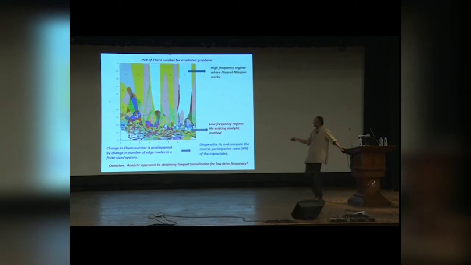But in the low frequency regime, it's a zoo. Okay, and there is very little understanding, at least theoretically, at least from what I could find in the literature, about what happens in this low frequency regime. And that's the subject of this talk. And so the analytical approach in this regime depends on the smallness of 1 over omega. However, that breaks down here, and in this low frequency regime there is no existing analytic method as far as I could scan the literature. And the question is, is there a possibility of an analytic approach to obtaining the Floquet Hamiltonian for the low drive frequency regime?